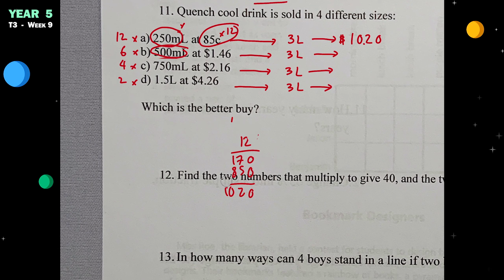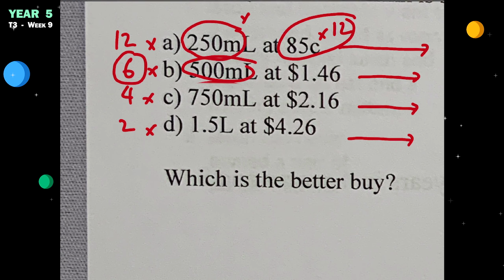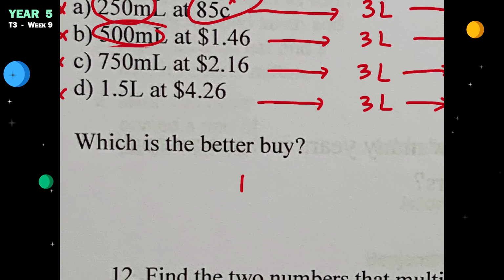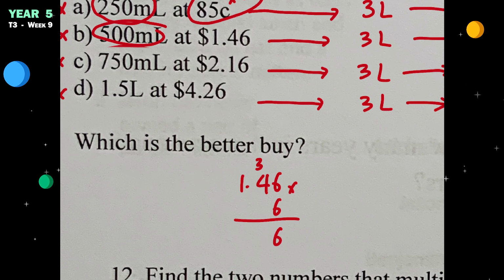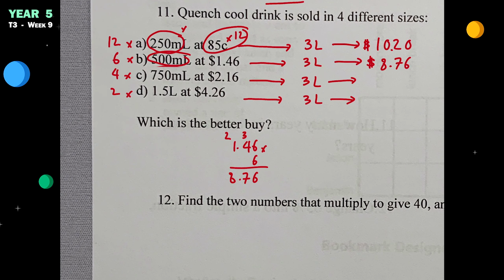Now the next one, we're multiplying it by 6, so you gotta multiply the price by 6 as well. Okay. So $1.46 times 6. 6 times 6 is 36. 6 times 4 is 24 plus 3 is 27. 6 times 1 is 6 plus 2 is 8. $8.76. So this one is going to cost you $8.76. It's better than the first one already.